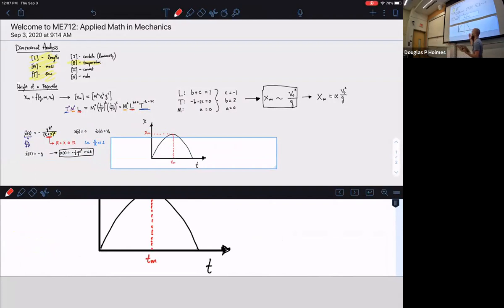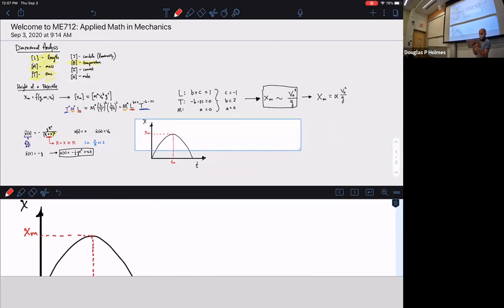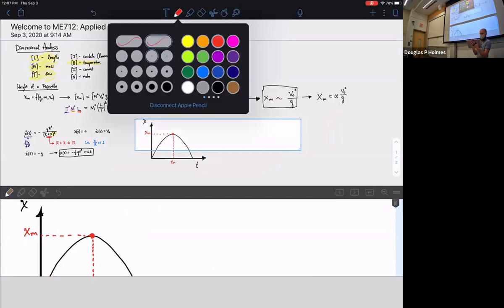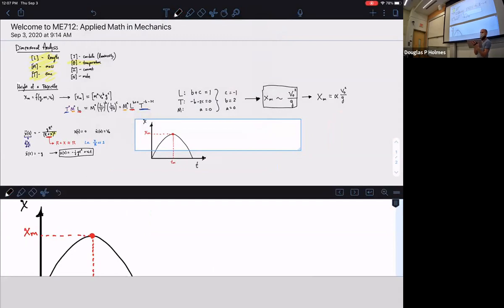How do we find the maximum height? This is just reminding you of some basic calculus. If I want to find this point, set the derivative equal to 0, so I just take x dot. Now I know what x is, so it's easy to take the derivative. Set that equal to 0 and solve for the time at which the maximum height occurs, and you plug that back in to figure out the maximum height. So if you do this, the time at which the maximum height occurs is v naught over g.